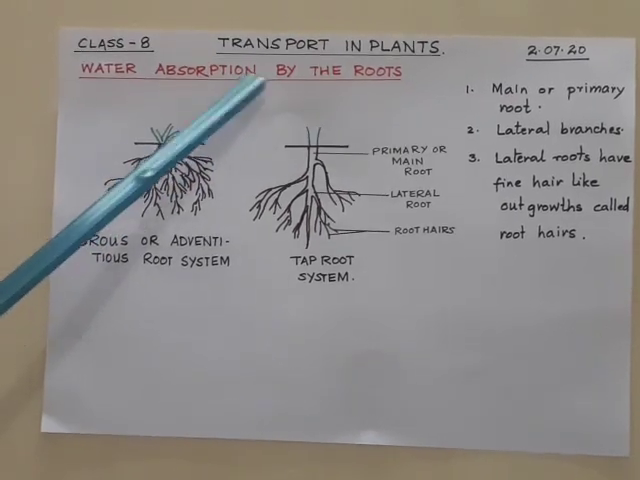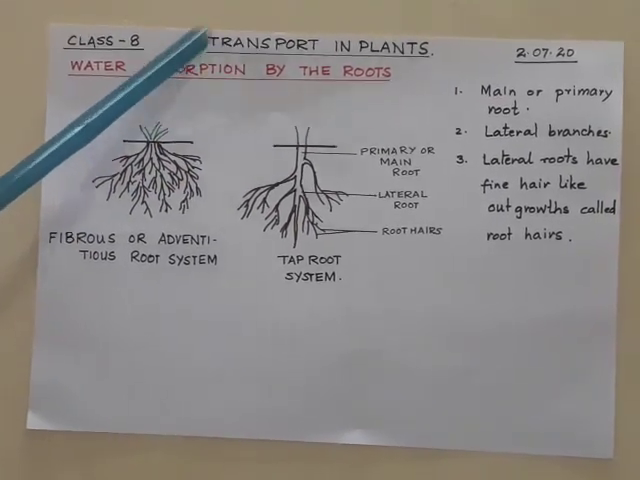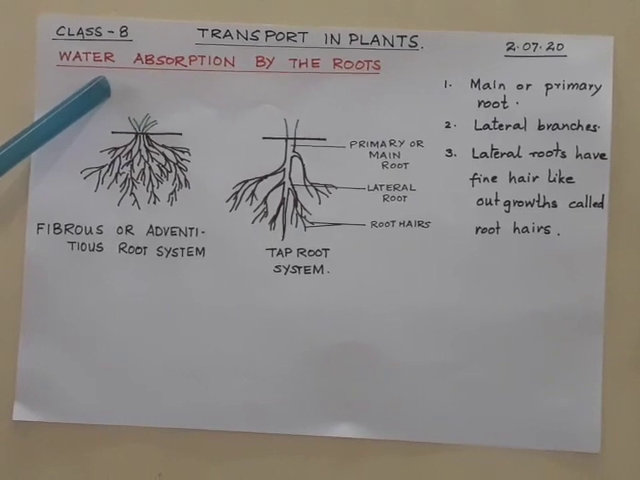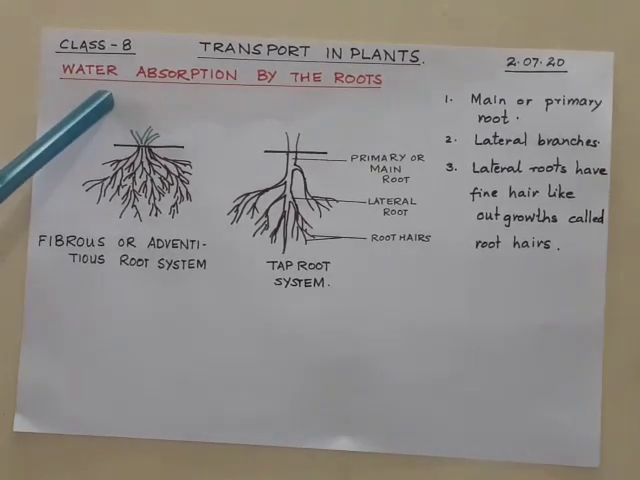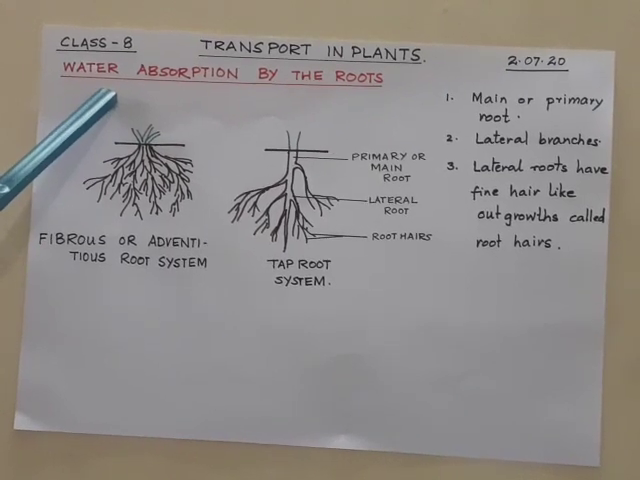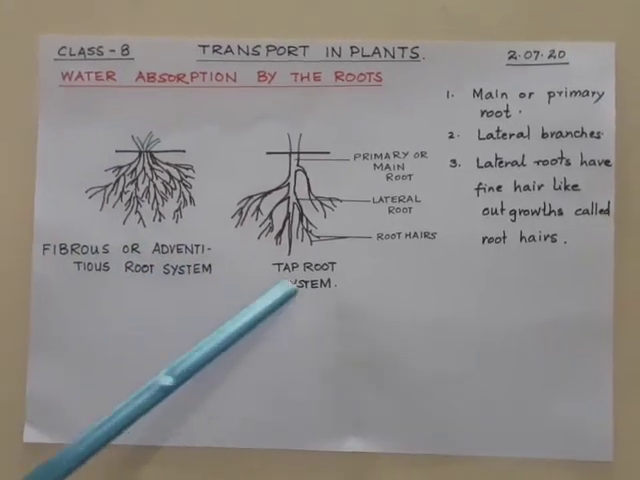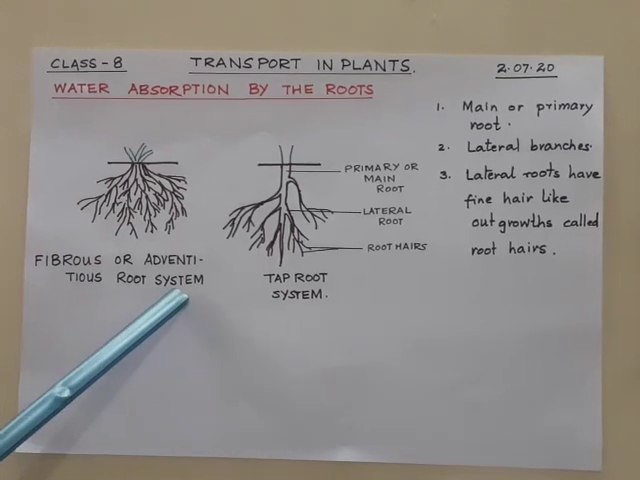Morning students, today we will be doing transport in plants, and under this we will be doing the topic water absorption by the roots. Now before we understand the structure of the roots, we should know what are the two different types of root systems.